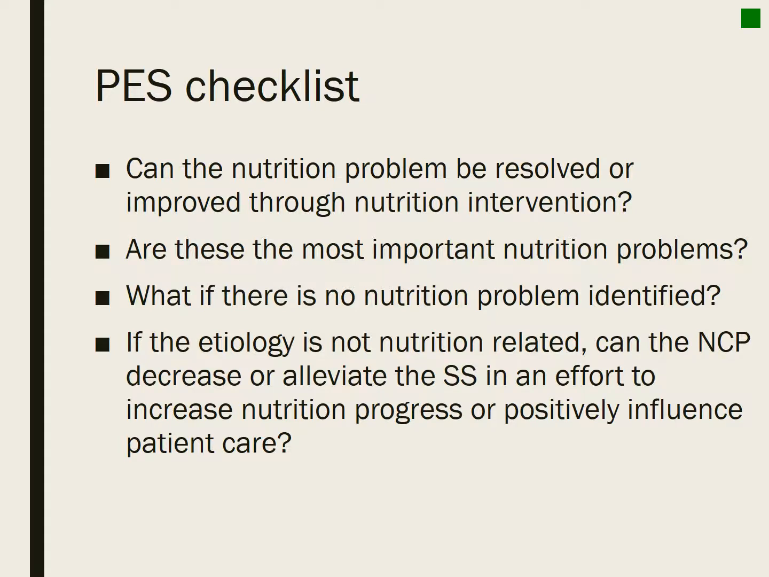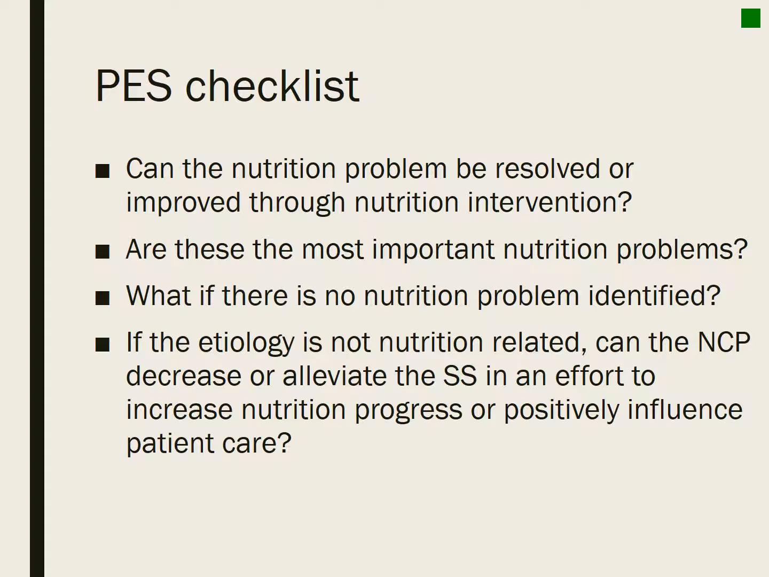So when making a PES statement, this is just a quick checklist as to if this statement is essentially good, and is it pertinent to the client, and can it be really fixed with nutrition. So if the NCP cannot influence the problem, then it isn't a nutrition problem.